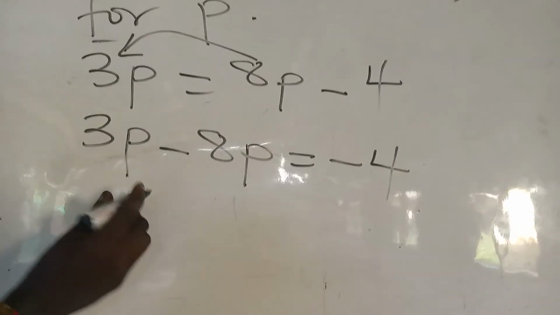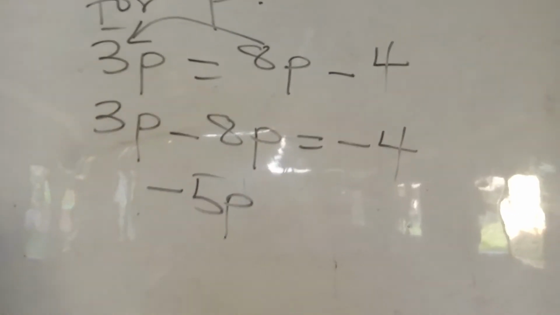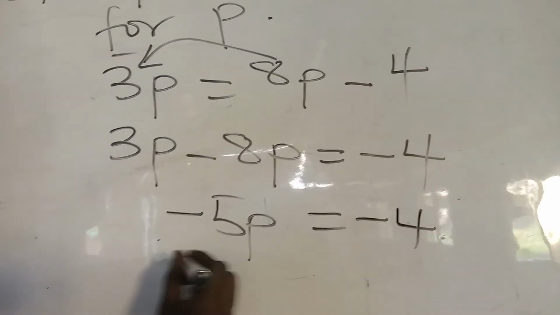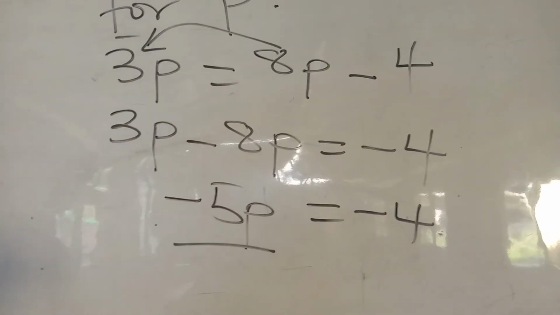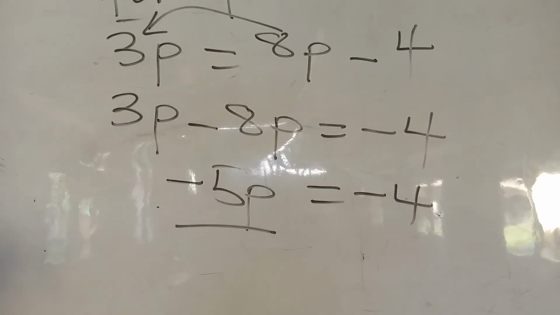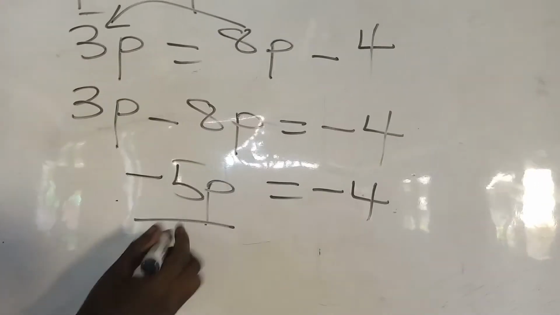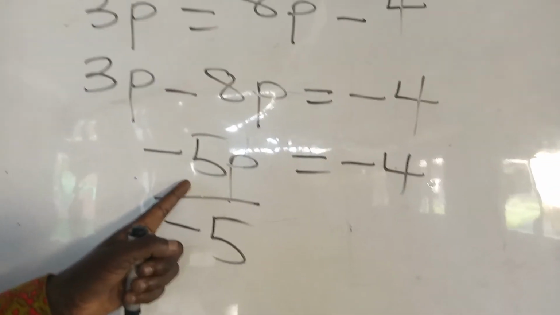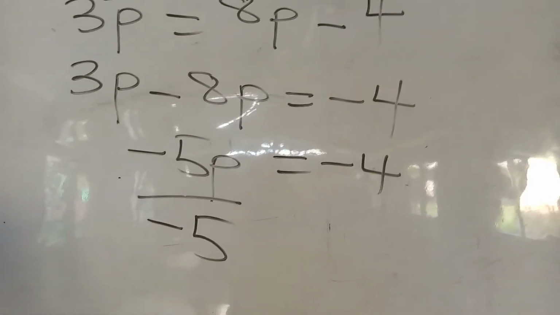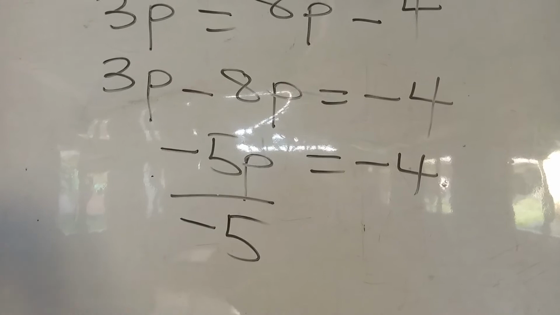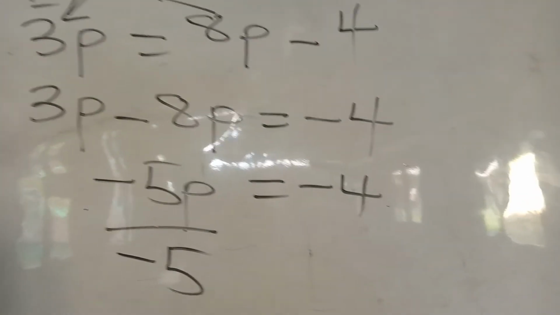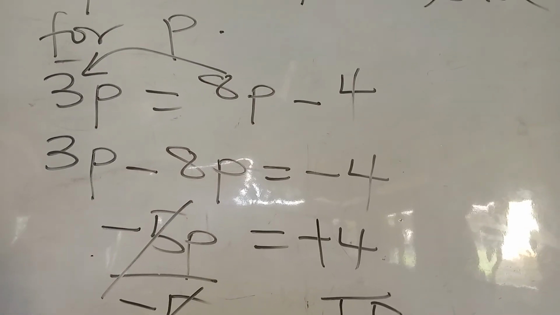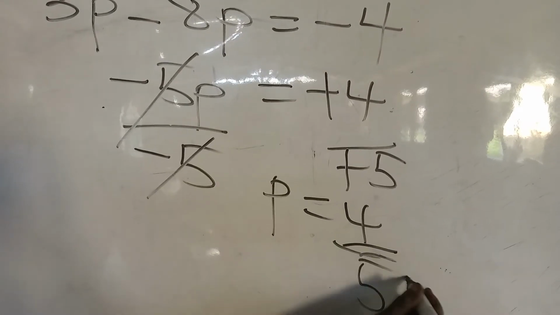3p minus 8p, we have negative 5p, because once you subtract a larger number from a smaller number, it's negative, equal to negative 4. The coefficient of p is negative 5, but not 5. So we divide both sides by the coefficient of p, which is negative 5. Students always make it positive because they think always the coefficient of a variable is positive. That's not the case. If the coefficient of the variable is negative, you divide both sides by negative. Here too by negative 5. So we are having p is equal to 4 over 5. This is our last question.